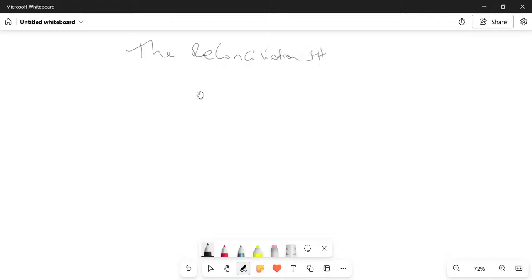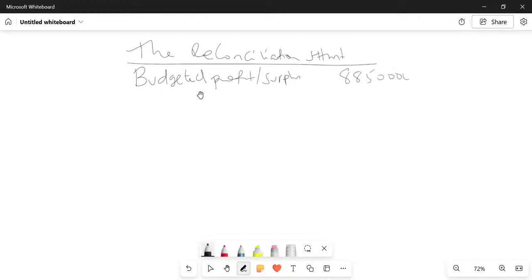Reconciliation statement. So tunaanza na budgeted profit. So budgeted profit, or what they are calling surplus. Pesa shiga na 50,000. Unasema namna gani variances katikati?